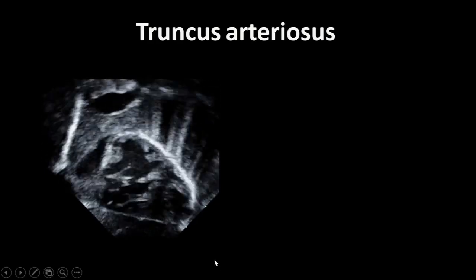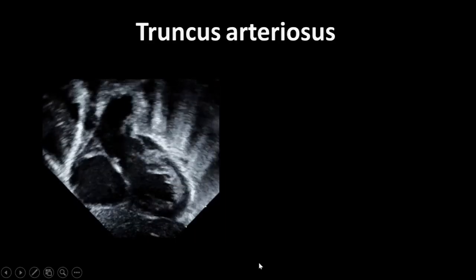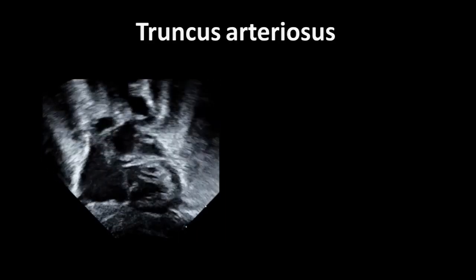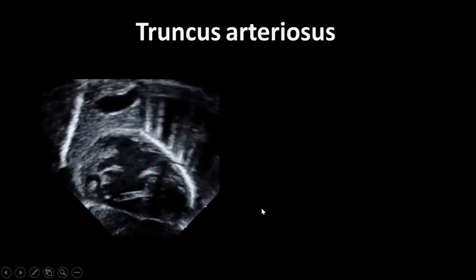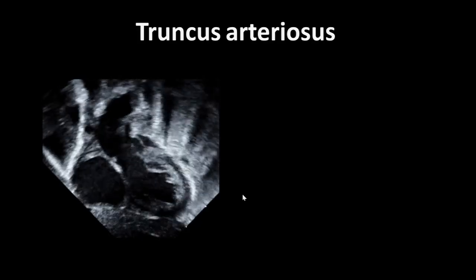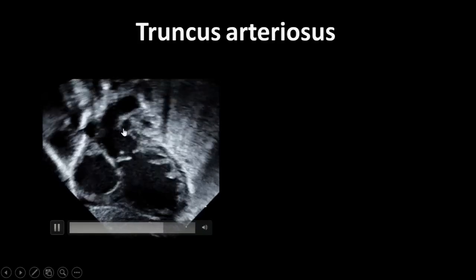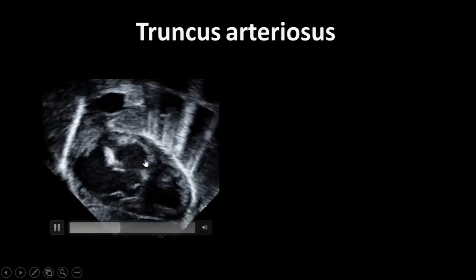Example quickly of truncus arteriosus. As you sweep through this from subcostal view, you note that there's only one semilunar valve. It means that it could be truncus arteriosus. Another possible thing in the differential diagnosis would be pulmonary atresia. However, when you look at these sweeps, you can see over here you have a pulmonary artery arising from the truncal root.